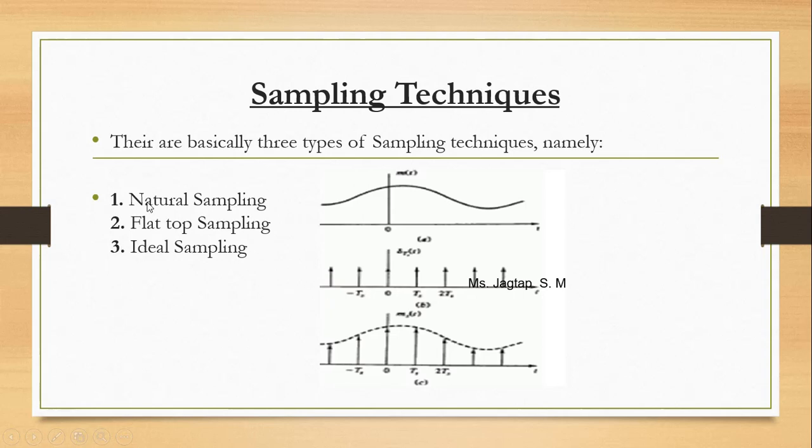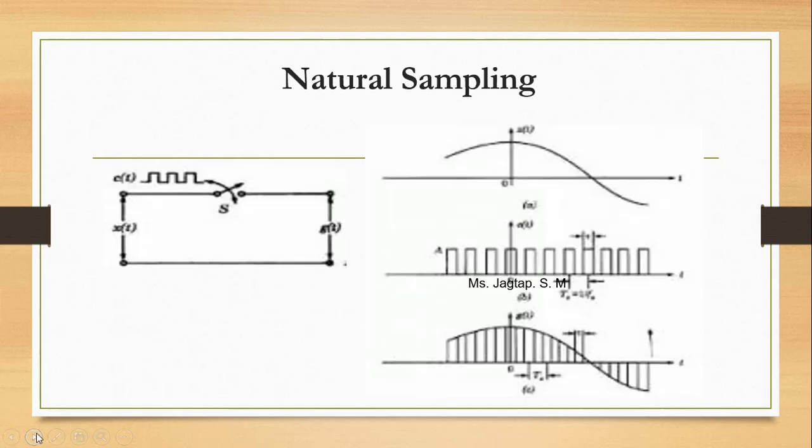Therefore, we are going to switch to the next sampling, which is called natural sampling. The ideal sampling cannot be implemented practically. A more reasonable and practically feasible manner of sampling is called natural sampling, which is shown in the figure.